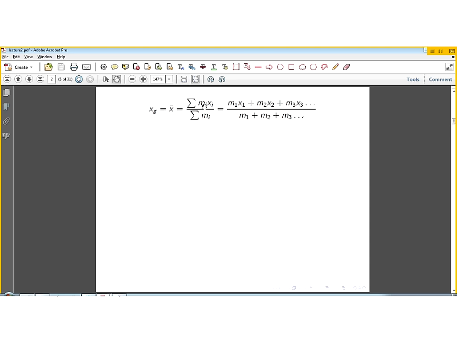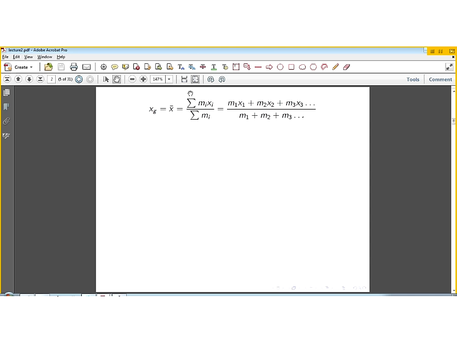So this summation implies, it's not actually stated here in the notation, but it implies I'm summing over all the particles in my system, all n of them. So I could have also added the subscript i equals 1 and superscript n to indicate I'm summing over all the particles.